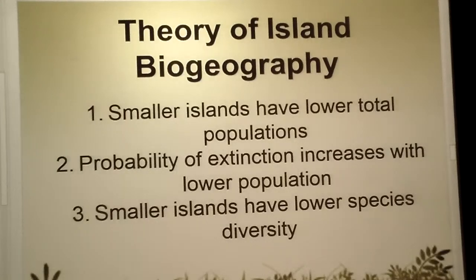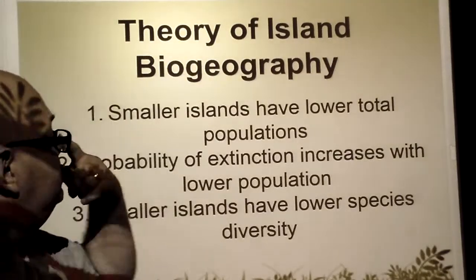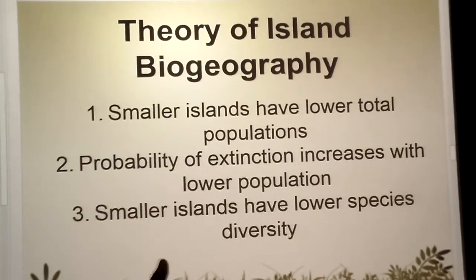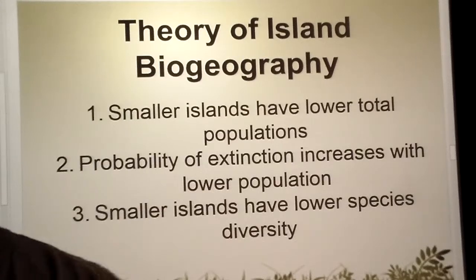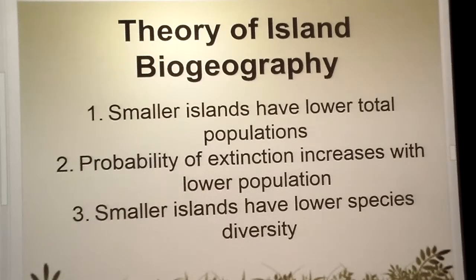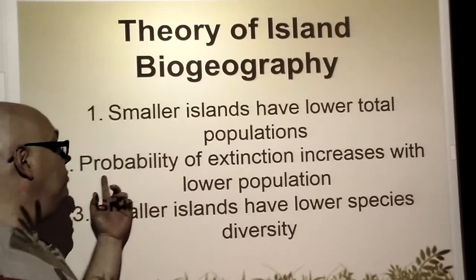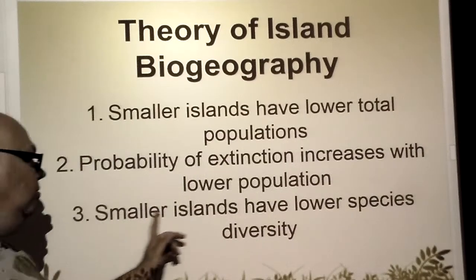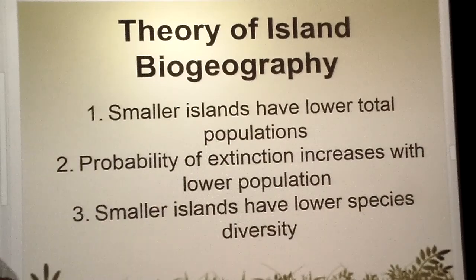Okay. So if we look at it, continuing on, smaller islands have lower total populations. That would make sense. If it's a small island, you're not going to have enough resources to support large populations. Okay? However, the probability of extinction does go up with a lower population. So smaller islands tend to have lower species diversity. They do. They just don't have enough to support everybody.